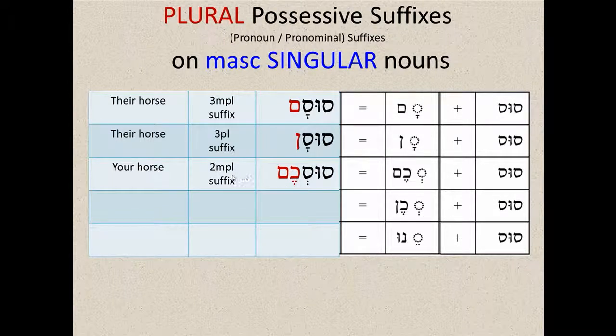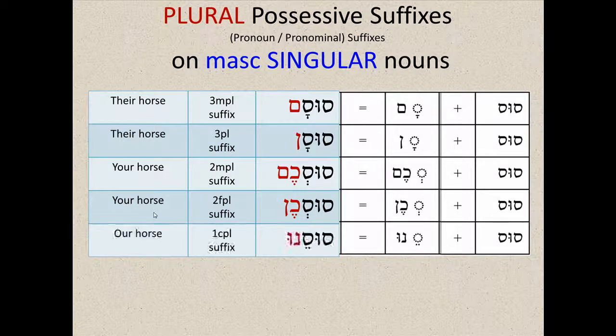Sus-kem, second masculine plural, your horse, and kem should be familiar by now. This is also the same thing that you get for the second masculine plural verb ending. So kem should be very familiar. Ken, sus-ken, is the feminine plural of the second person equivalent. Same translation, your horse. And then sus-enu, first common plural suffix, our horse.